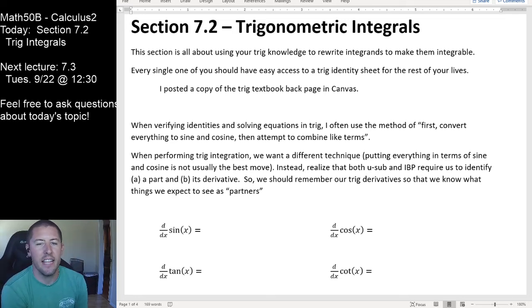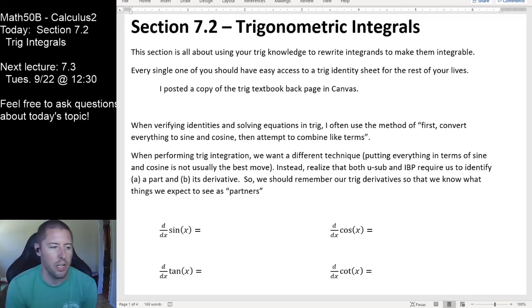And so today, in a sense, is not really getting us new calculus. It's just letting us see how the things that we learned in trig are going to help us with our calculus here. So in a sense, this isn't new trig and this isn't new calculus. This is just us seeing how the things we learned in trig help us do calculus here today. So this section is all about using your trig knowledge to rewrite integrands, the expressions inside of integrals, to make them integrable, possible to integrate.